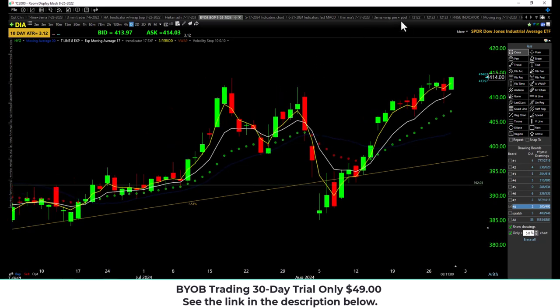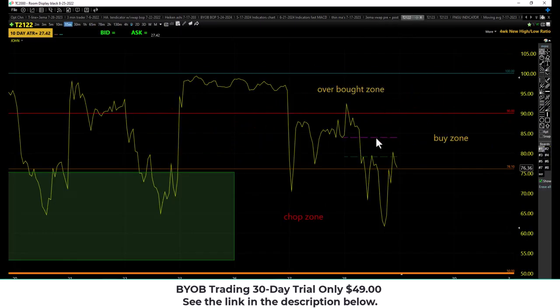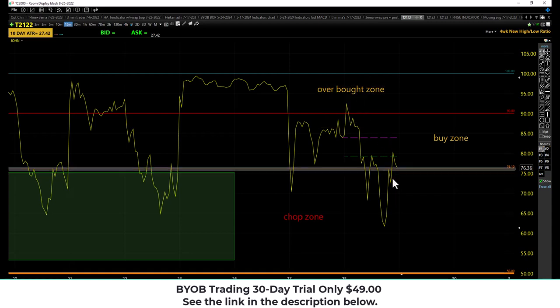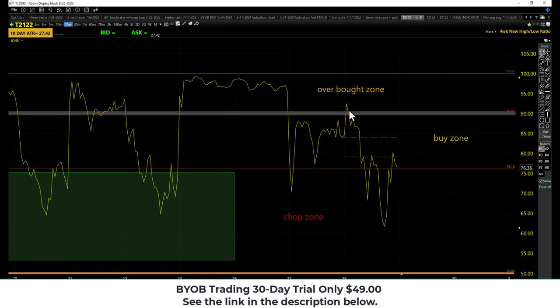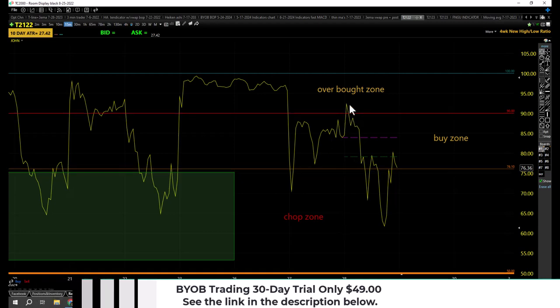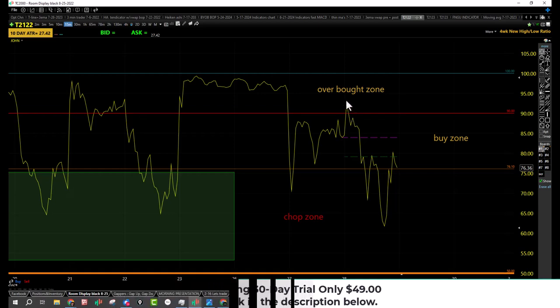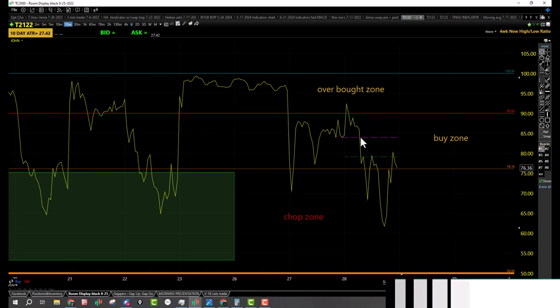All right, let's take a look at our technicals. Technicals, we got tossed out of the overbought zone. So here we are on T2122, and we got tossed out of the buy zone for the most part. Here we are on the 28th. This was yesterday's price action. We managed to spike up into the overbought zone on the 27th near the close, and you can see early morning on the 28th, we got tossed out.